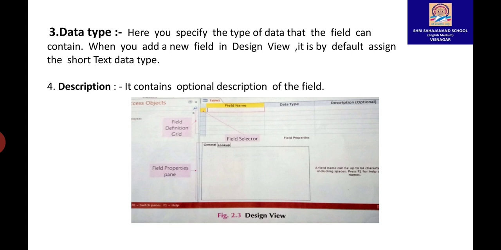Now description, it can contain optional description of the field. Here you can insert additional information about the field name. Here given the figure about design view, you can see field selector, field definition grid, field properties pane, field name, data type and description.